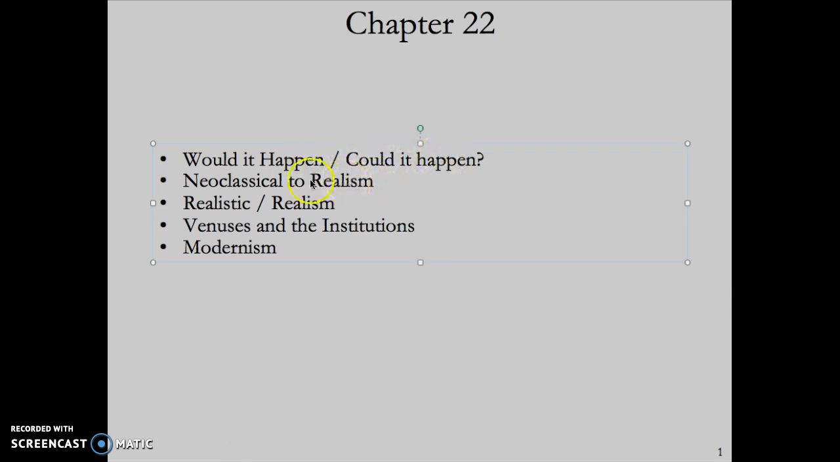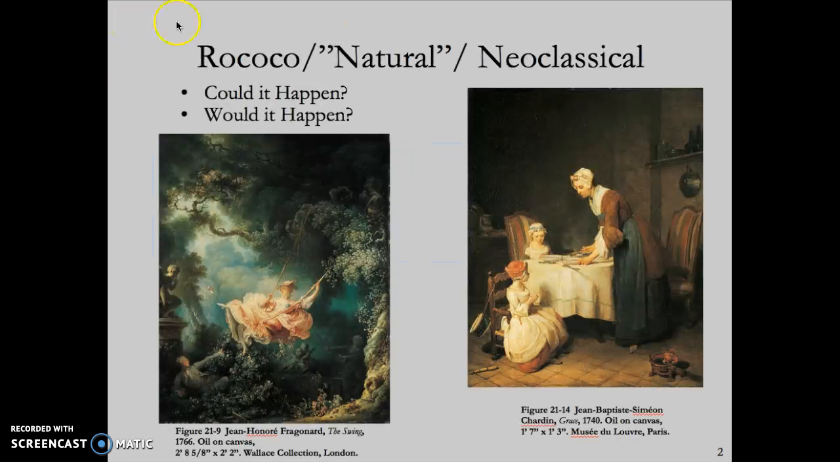Would it happen? Could it happen? And then we're going to talk a little bit about realistic versus realism, and then the institution and the changes that are happening as we move into modernism. So first thing I want to do is rewind just a moment.